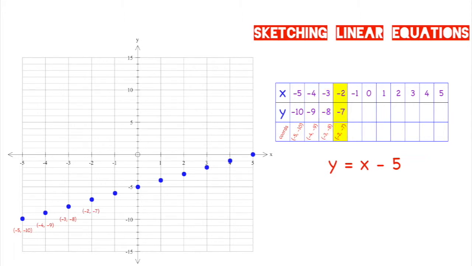Checking in at x equals -2 to see that we're still on the right track. So -2 minus 5 is -7, giving us the coordinate of -2, -7. Let's skip a few more points again. 2 minus 5 is -3, giving us the coordinates of 2, -3. And 5 minus 5, of course, is 0, giving us the coordinates of 5, 0.